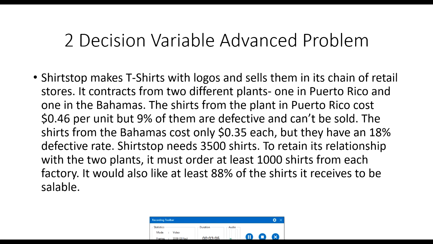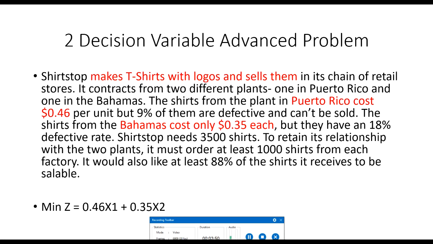The first thing, as always, is we have to look at decision variables. Shirtstop makes t-shirts with logos and sells them in its chain of retail stores. It contracts from two different plants. We know this is a two-variable problem. Most likely, we've just found our decision variables: the Puerto Rican manufacturing plant and the Bahamas manufacturing plant. Once we have our two decision variables, we can move on to the next stage of the problem.